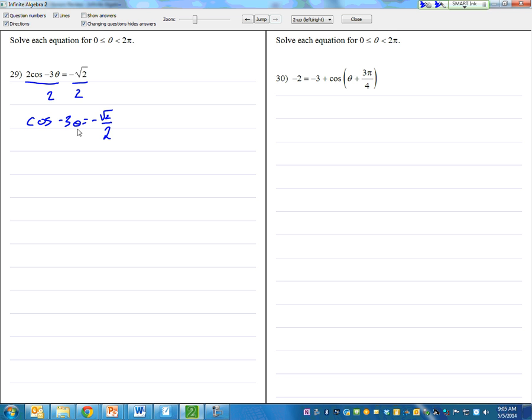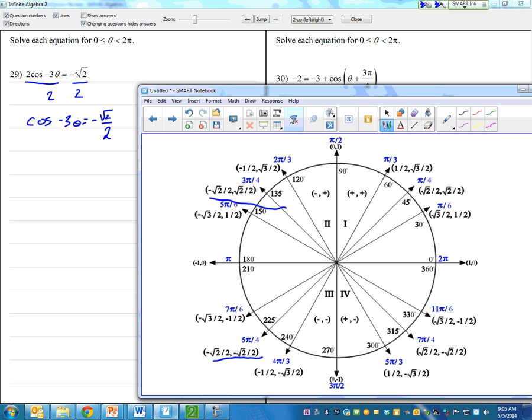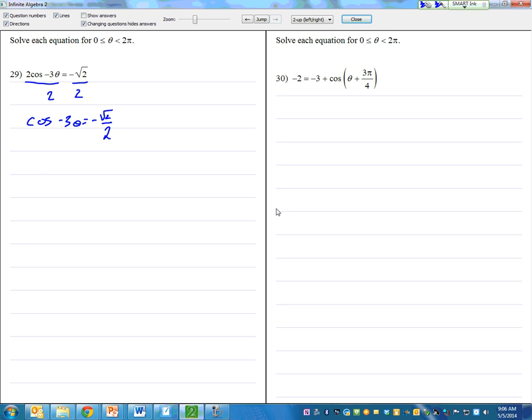Now this time, if we're looking at my unit circle, we are doing between 0 and 2 pi. So if I'm looking at my unit circle, I need to find out when the cosine is negative square root of 2 over 2. Well, that's at 3 pi fourths and 5 pi fourths. So what we're going to do is set up our equation. So we have negative 3 theta equals 3 pi fourths plus 2 pi n, and then negative 3 theta equals 5 pi fourths plus 2 pi n.